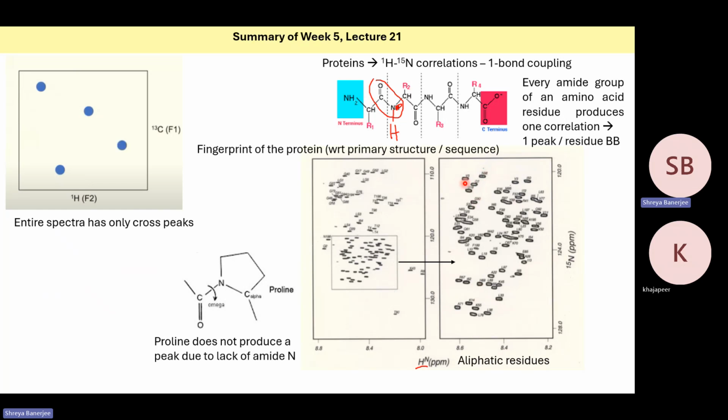Like this peak, it's written V3. V is the one letter code for valine. So this is the valine residue in the third position. Similarly, you can see each cross peak has been labeled by the one letter code of that amino acid and the number in the sequence that it occupies. So basically, this kind of HSQC spectra between 15N and 1H is the fingerprint of the protein with respect to its primary structure or sequence. So from this, we can figure out what amino acids are there in the protein and what is the structure or sequence of the protein.